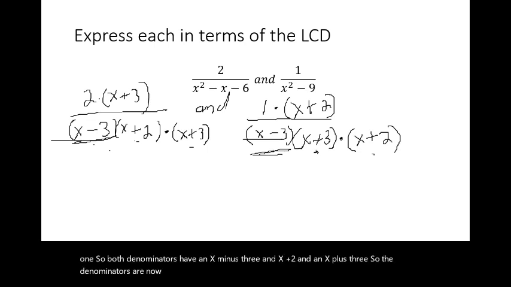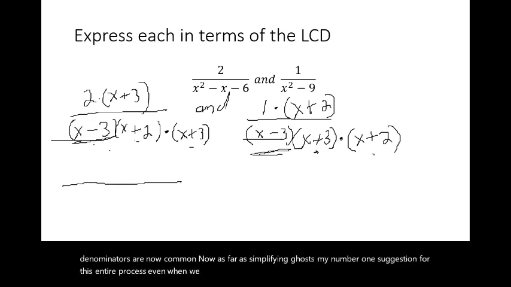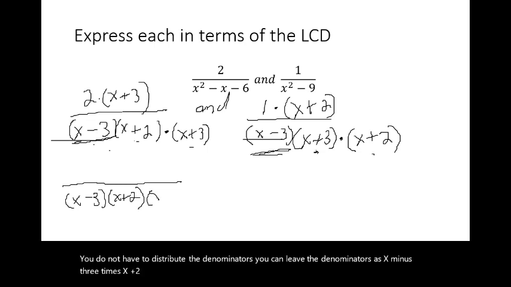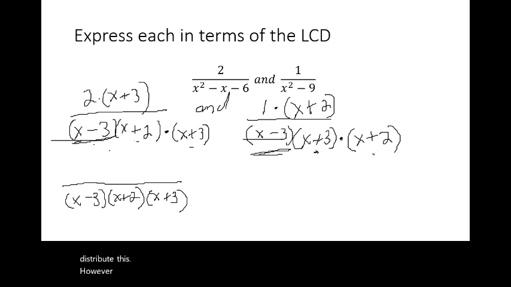Now, as far as simplifying goes, my number one suggestion for this entire process, even when we get into adding and subtracting, is to leave the denominators alone. You do not have to distribute the denominators. You can leave the denominators as x minus 3 times x plus 2 times x plus 3. It really doesn't matter. I am not going to make you distribute this. However, please distribute the numerators. So distribute the numerators, and if there's any simplifying to do, go do it.